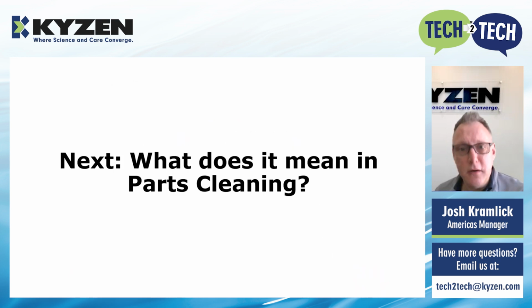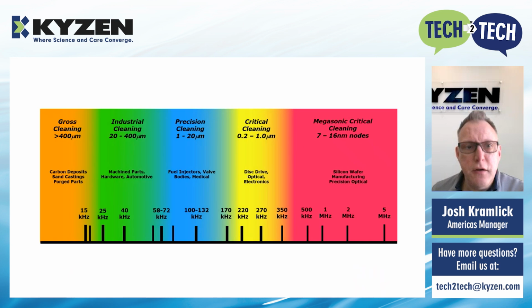So what does it all mean in parts cleaning? What we'd like to show you here is the whole range of industrial cleaning applications, from gross cleaning, what we would say is over 400 microns, up to the Megasonic cleaning for semiconductors. In gross cleaning applications, such as carbon deposits, sand castings, forgings, in a lot of cases those parts can be cleaned very easily with just spray applications because the particles are large enough that separating them from the surface doesn't require the intense energy of ultrasonics.